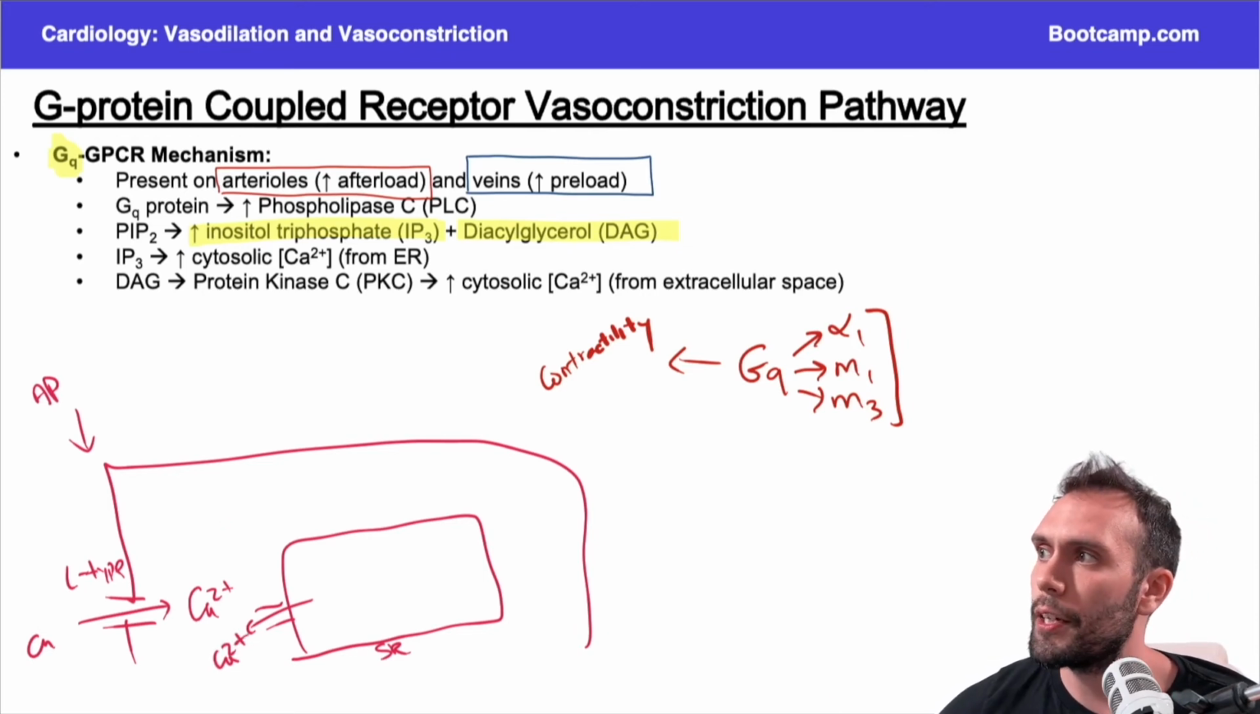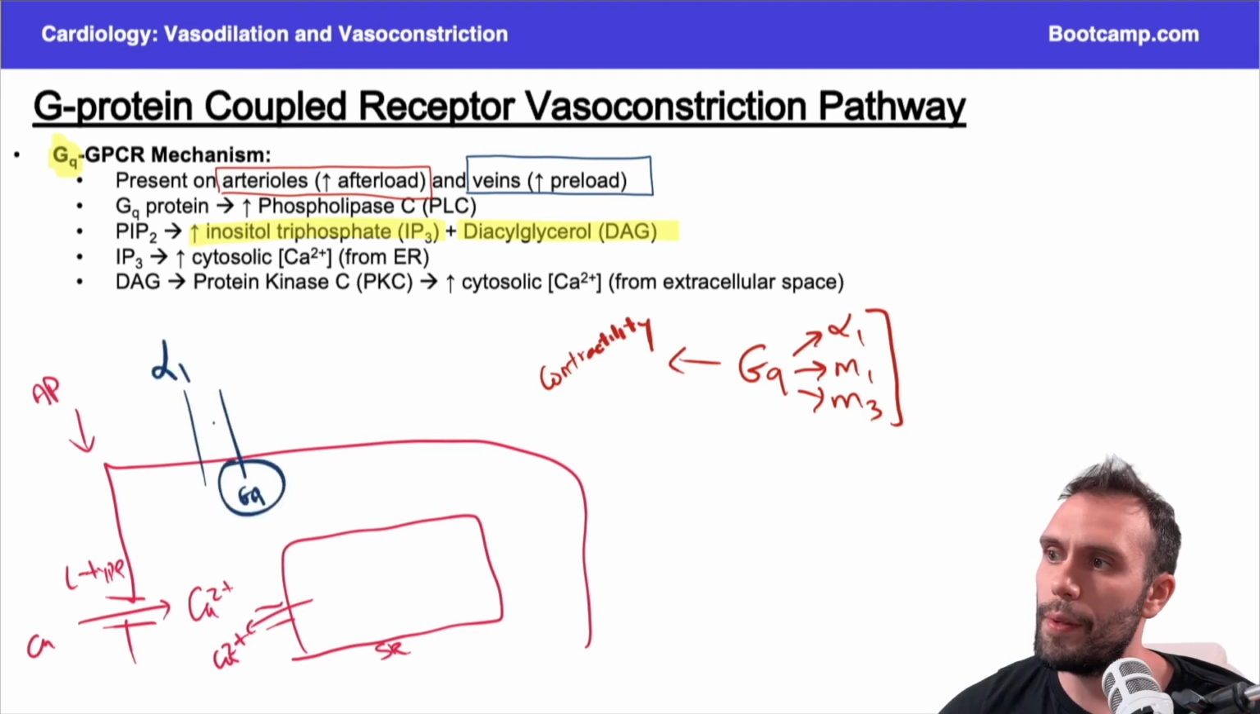But what we're talking about here is if on the surface of the cell, let's say we have an alpha-1 receptor, and this is going to be a GPCR protein, right, 7-transmembrane protein, and the Gq protein is eventually going to lead to the formation downstream of diacylglycerol, which is going to allow calcium to come in from the extracellular space, and it does this through the use of protein kinase C.